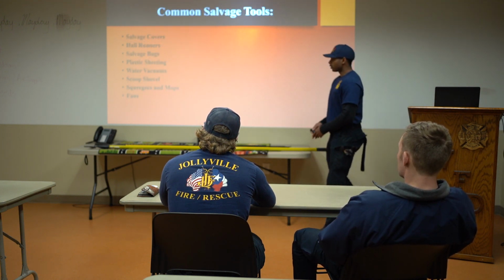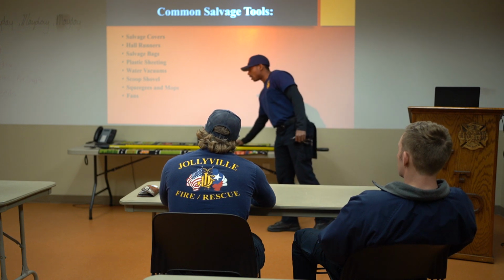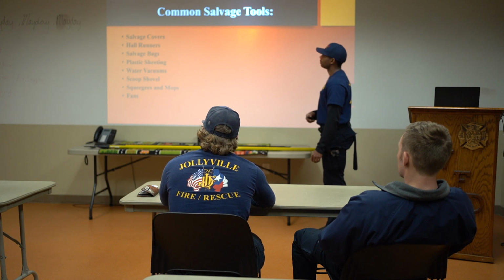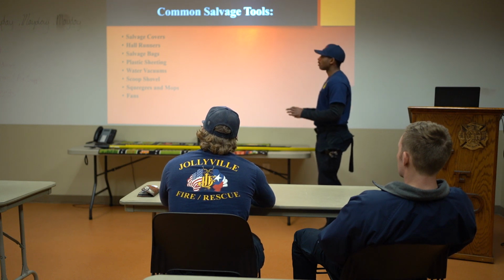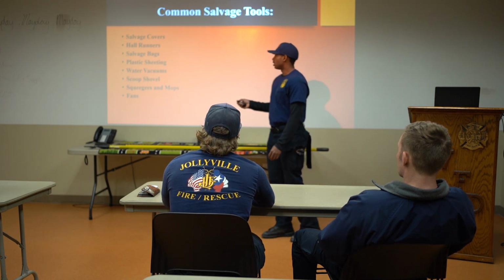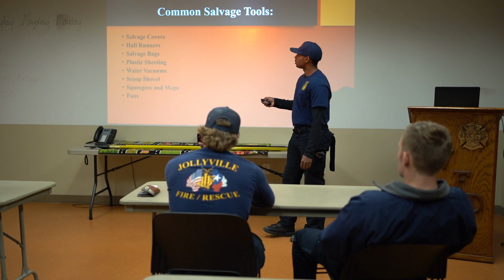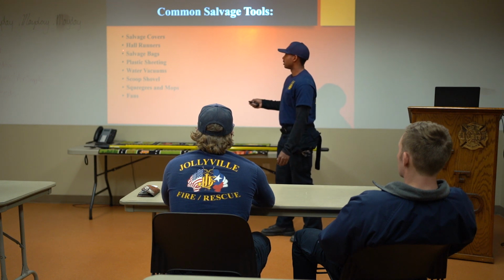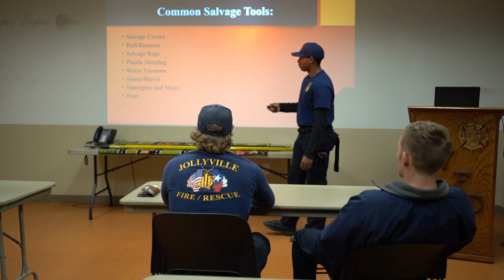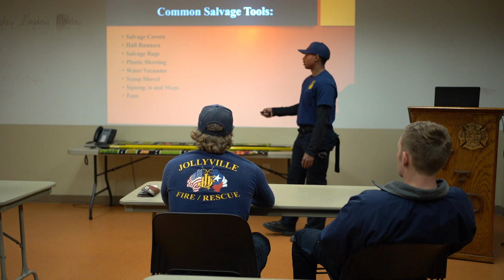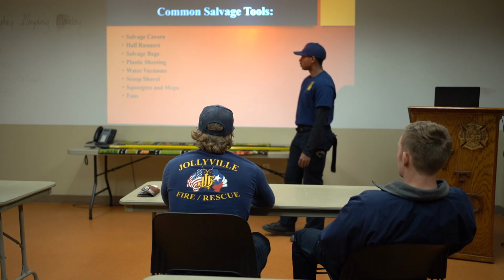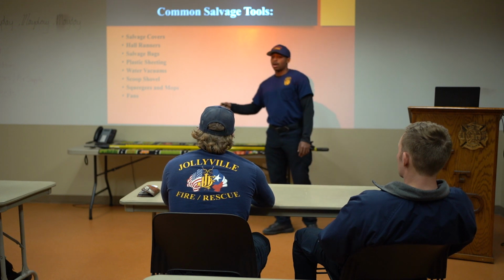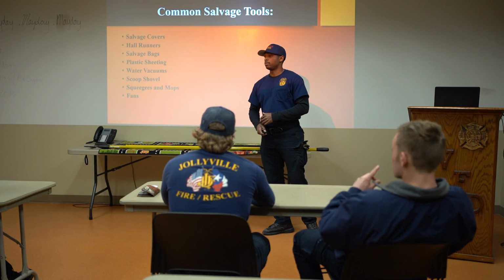Alright, so as you can see up here on this front table, I have a couple examples of what would be common salvage and overhaul tools. As far as the most important ones that we'll use, it's going to be a salvage cover, and depending on your department, your haul runners and then water vacuums. And of course, on all of our trucks, we do have the scoop shovels. These are going to be very vital to our operations to make sure that we can save people's property.